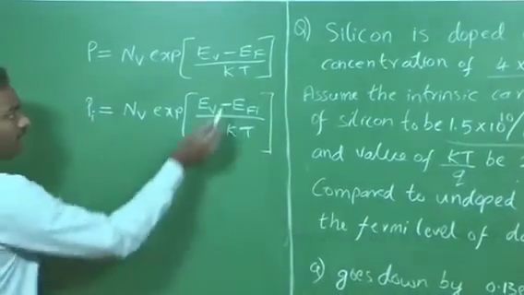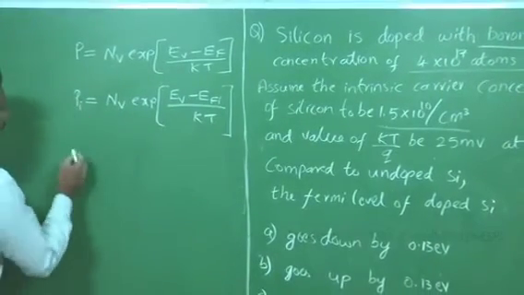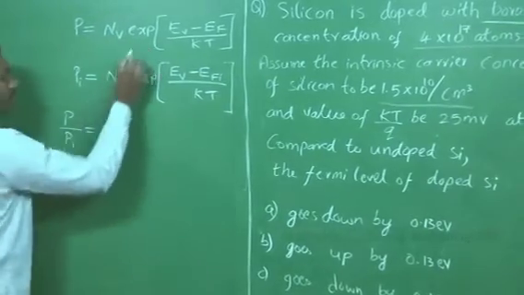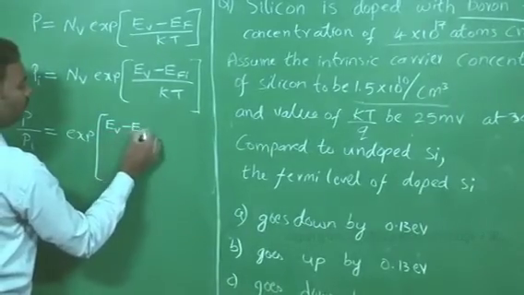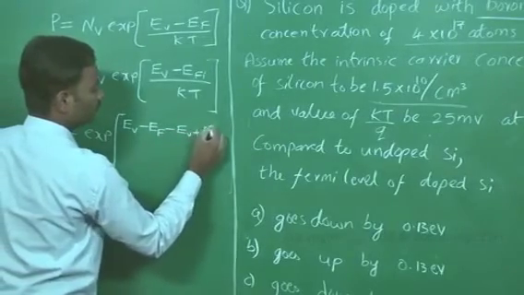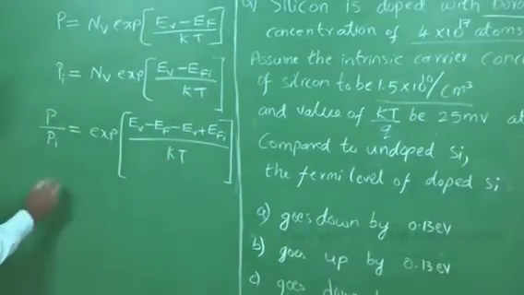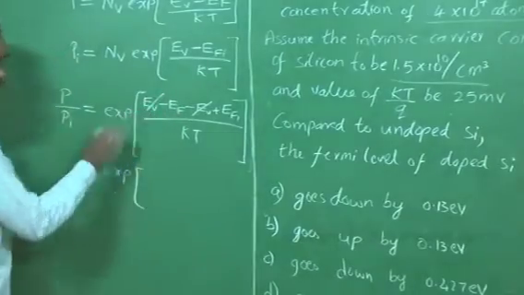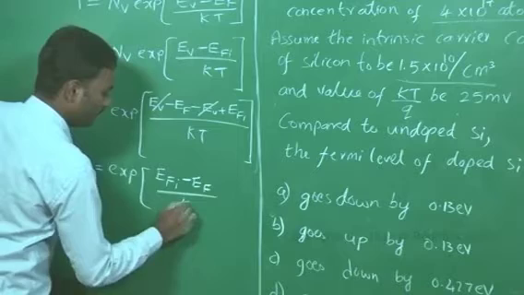As we have to find the difference of the Fermi level of doped silicon and the intrinsic silicon, let us divide these two equations. We get P divided by Pi equals Nv, and Nv gets cancelled. We can write exponential of (Ev − Ef + Efi) divided by kT, because we are dividing. Here Ev gets cancelled, and we can write it as exponential of (Efi − Ef) divided by kT.